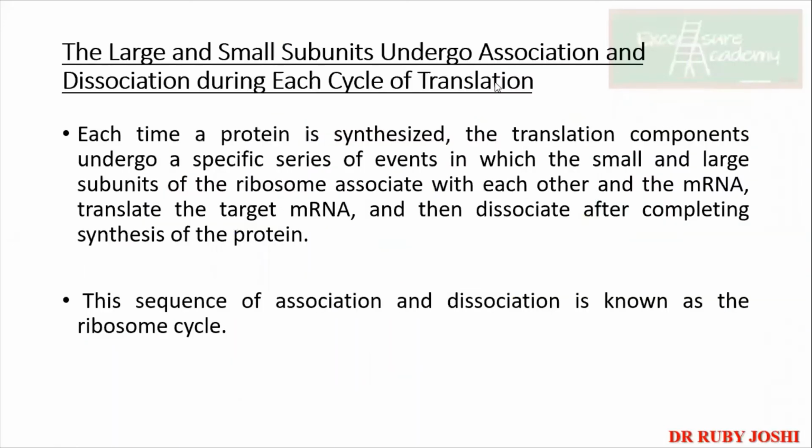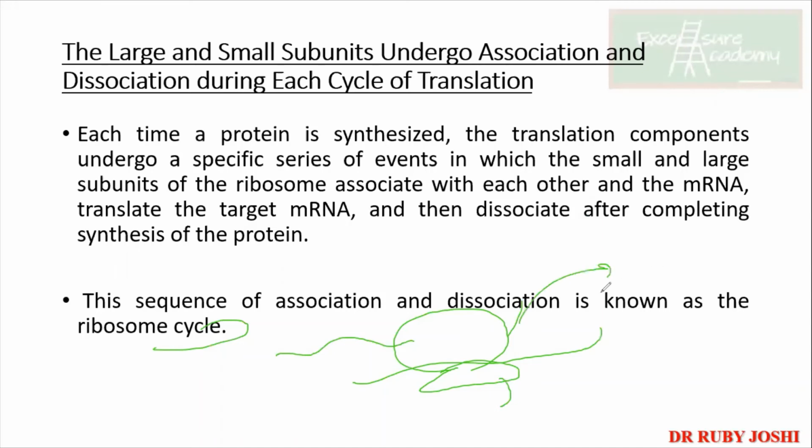Okay. So now the large and small subunits undergo association and dissociation during each cycle of translation. This is also known as the ribosome cycle. What we are trying to say over here is that as soon as translation happens, of course the mRNA is there, the 30S subunit came, the 50S subunit came, the protein is synthesized, and again it leaves and goes and binds to another mRNA and starts the translation.